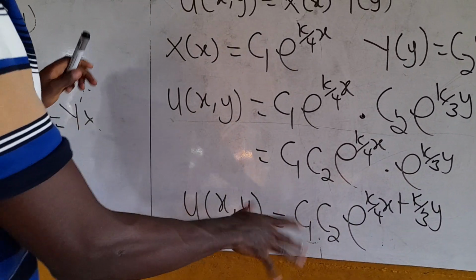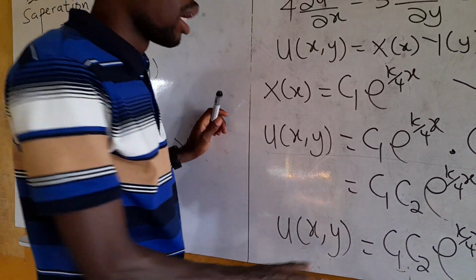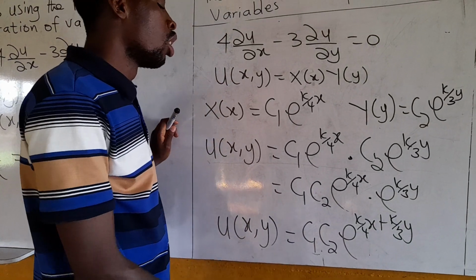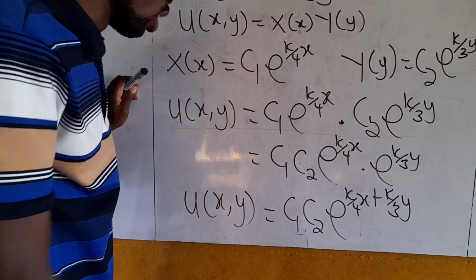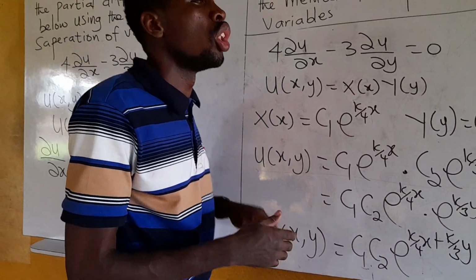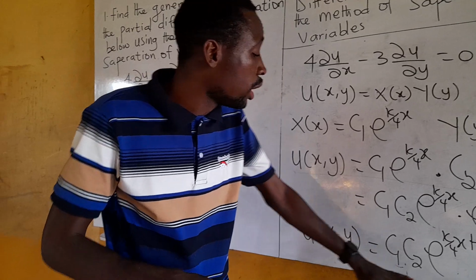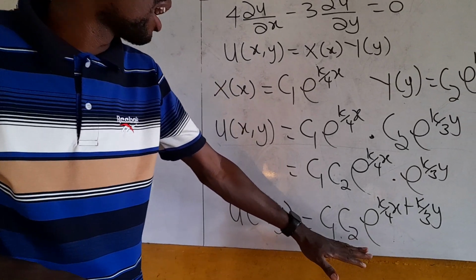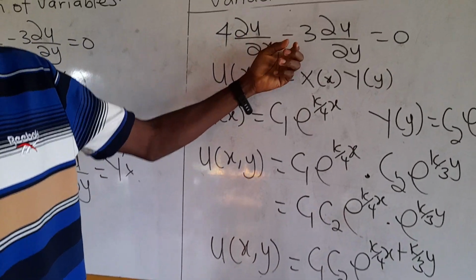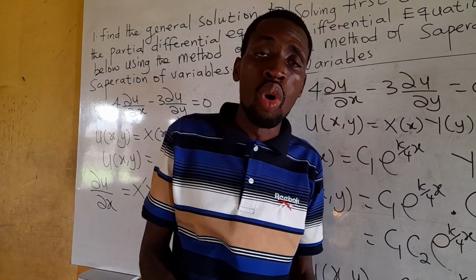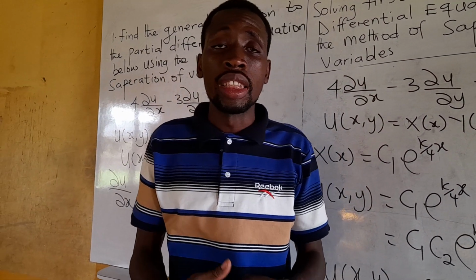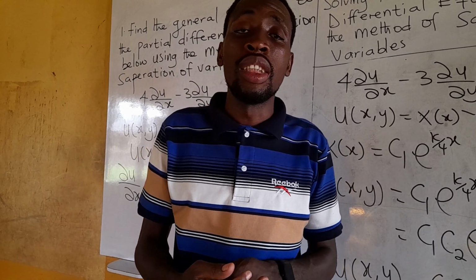So if some boundary conditions are given to us, we substitute, get a value of c1 c2, get a value of k, then we'll get a particular solution to our partial differential equation. So this becomes the general solution to our first order partial differential equation. I hope you get that. We'll solve one more question where boundary conditions are given so that you'll be abreast with it.